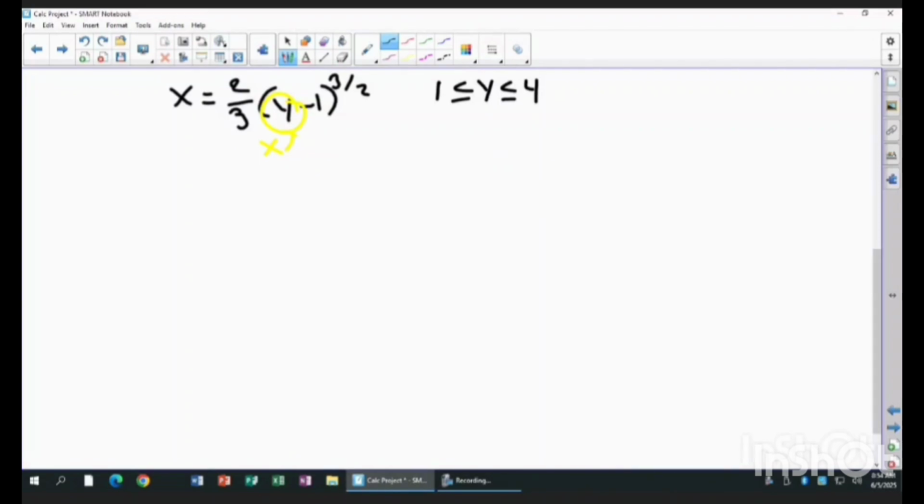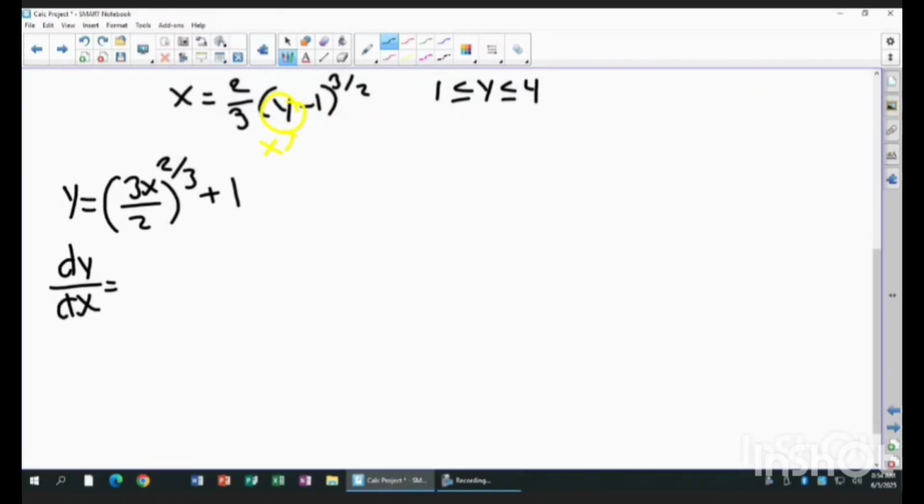You know how to solve equations. But you will end up with a new equation of y equals (3x over 2) to the 2/3 plus 1. Your derivative for that, dy over dx, because now it's in terms of x, so you can use that equation, is (3x over 2) to the negative 1/3.